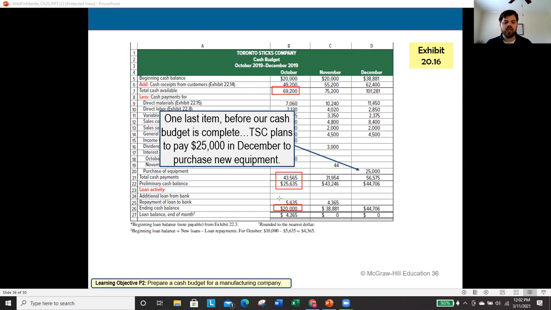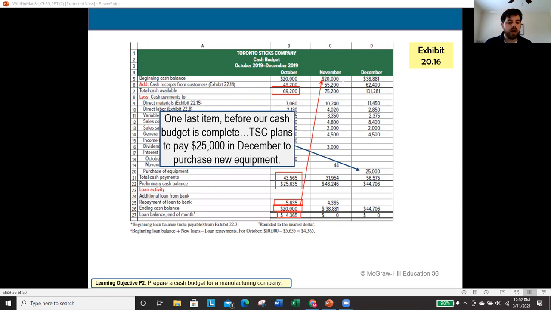We look at my policy. My policy tells me any extra I use to pay down additional loans. Well, I had a balance of $10,000. So I'm paying off this $5,635, leaving me with that $20,000 ending cash balance and reducing my loan balance to $4,365. At this point, we repeat the process. My ending cash balance, so let's just start here. My ending cash balance was $20,000. That will now become my beginning cash balance in the month of November.